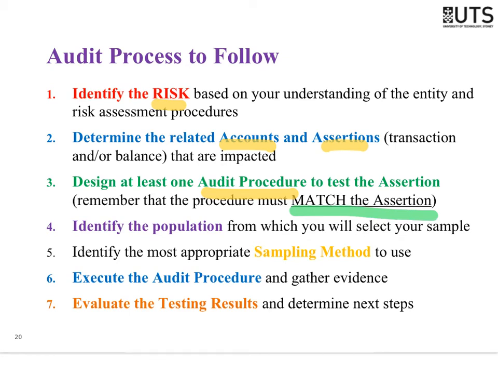Now remember, there's a link between 3 to 4. 4 is, well, what's your population? Your population is the starting point of your procedure. So whatever your procedure, whatever the test was, wherever you're starting that test, that's your population. If I'm doing a tracing procedure and I start with sales orders, that's my population. And I pick a sample of sales orders and I carry out the test, okay? So your starting point is your population. Once you know your population, you pick your sample.